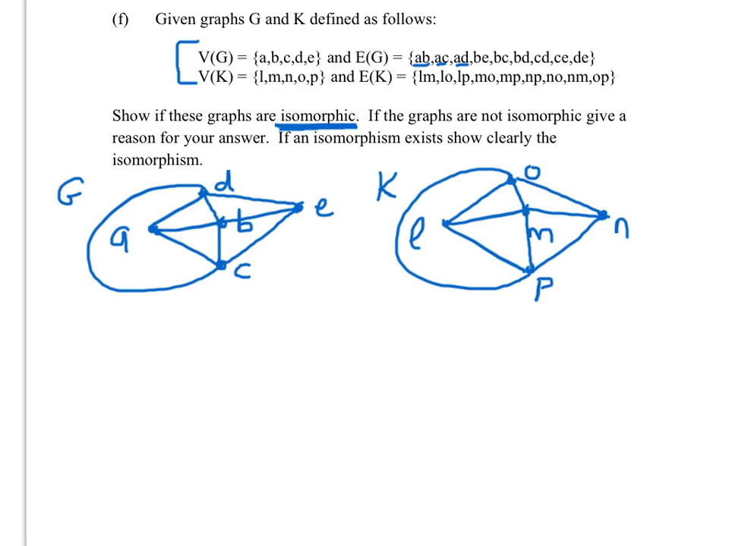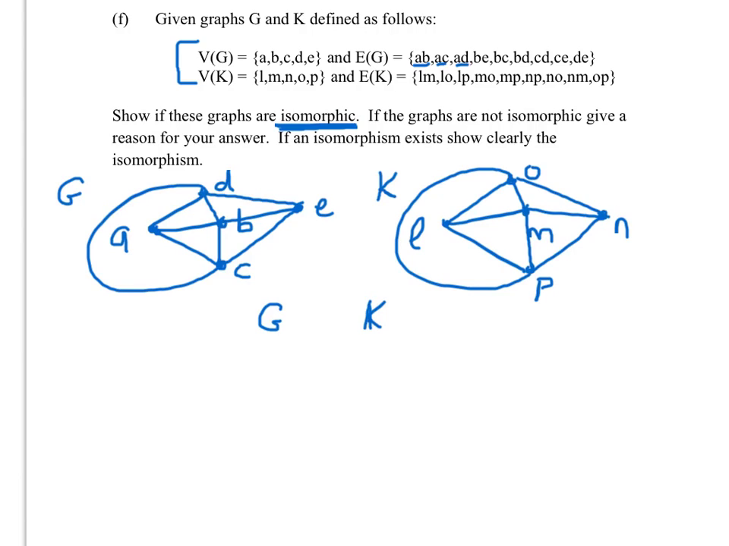Now, even just in me drawing them, it's pretty obvious from my diagram that they are essentially isomorphic, because if you just look at the two diagrams, they're pretty much the same. This might not always be the case. It's just turned out like that as I drew them. So what I'd suggest that you do is form a table comparing graphs G and K.